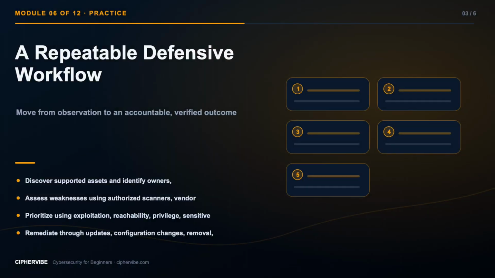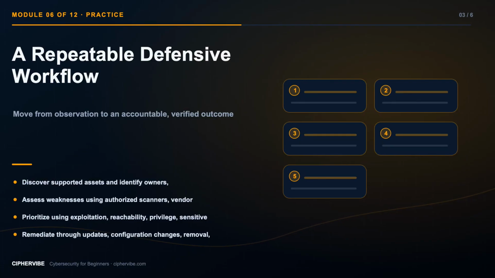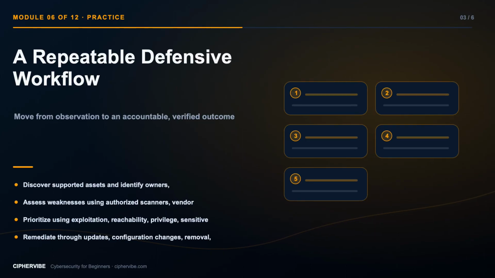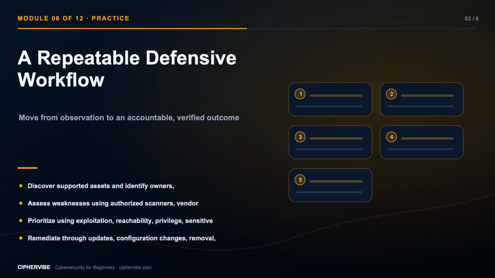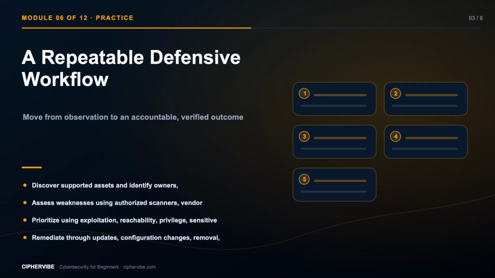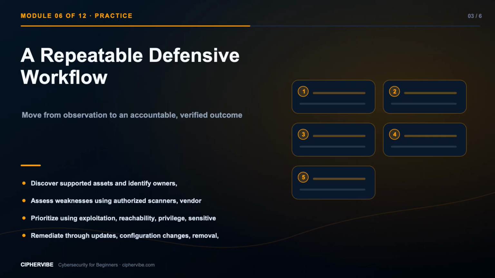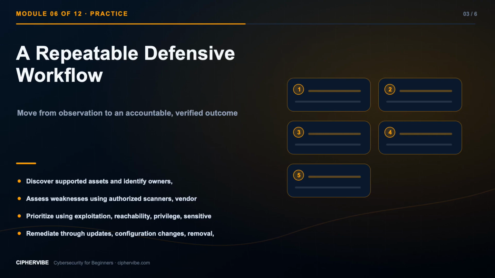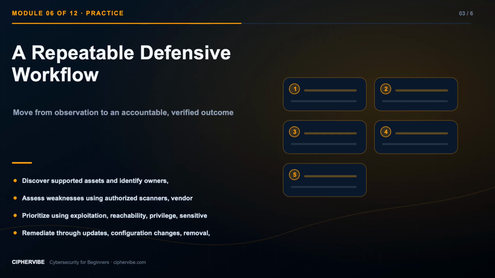Now turn the mental model into a repeatable workflow. First, discover supported assets and identify owners, versions, exposure, purpose, and critical dependencies. Second, assess weaknesses using authorized scanners, vendor advisories, configuration checks, and operational evidence. Third, prioritize using exploitation, reachability, privilege, sensitive data, business impact, and confidence. Fourth, remediate through updates, configuration changes, removal, isolation, or a governed temporary control.